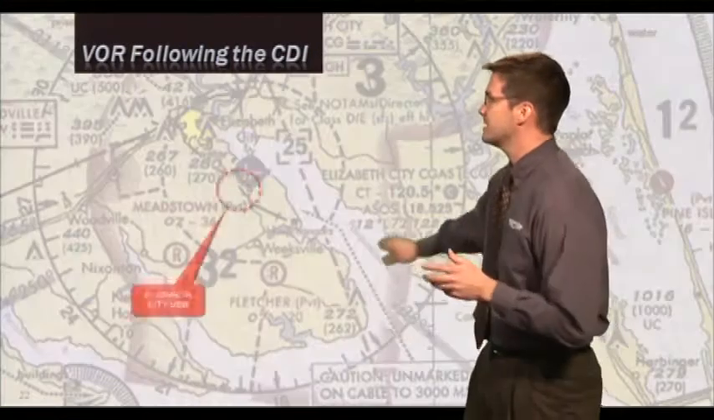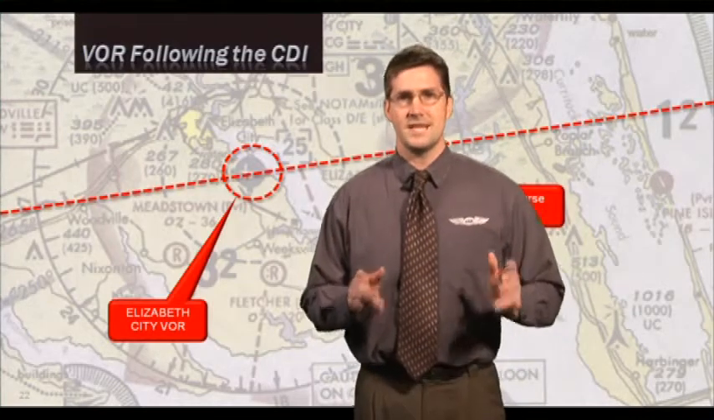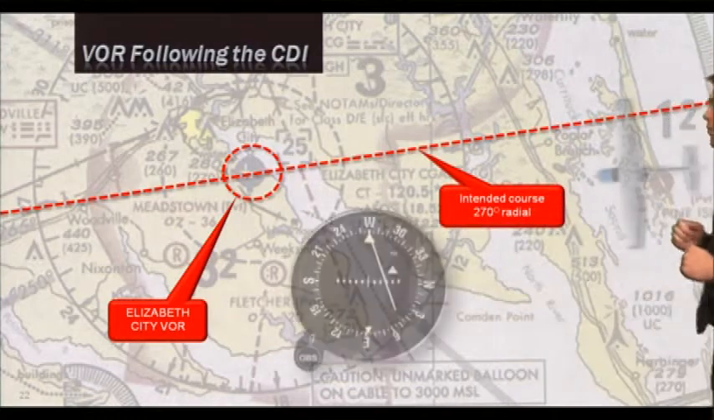This animation illustrates intercepting and following the CDI needle. Here is the Elizabeth City VOR shown right here. Our intended course is the 270 degree radial. Now we'll put the aircraft in motion and note what happens.